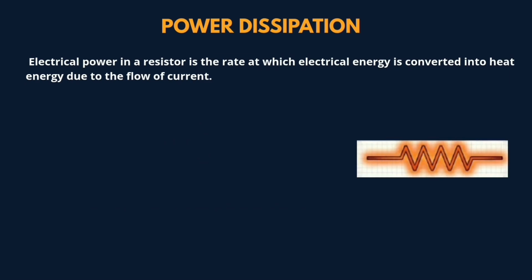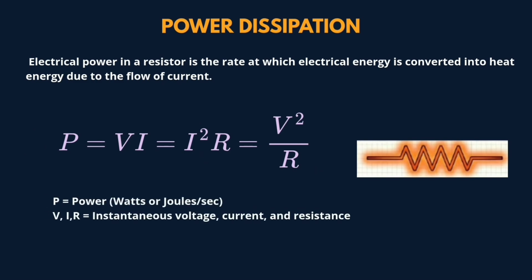Power dissipation. Electrical power in a resistor is the rate at which electrical energy is converted into heat energy due to the flow of current, where power P is given as voltage multiplied by current, which is equal to I square R, that is square of current into resistance, which is equal to V square by R, that is voltage square by resistance. Known as Joule heating because power scales with the square of current.